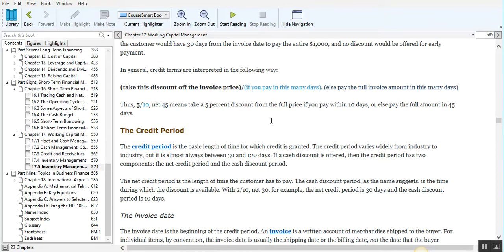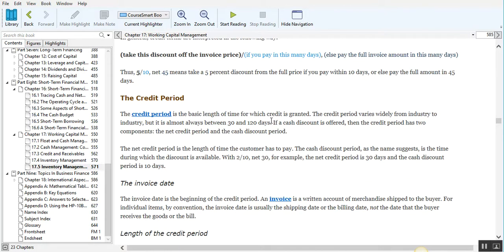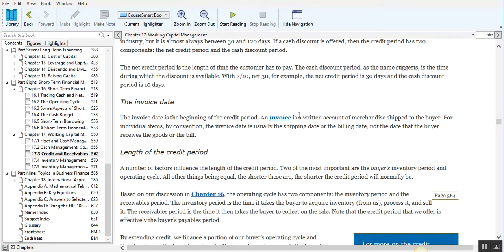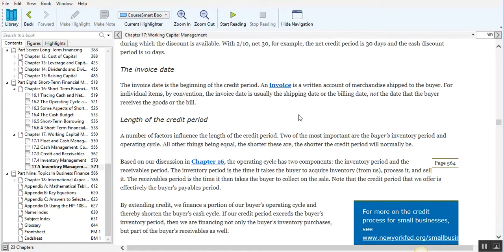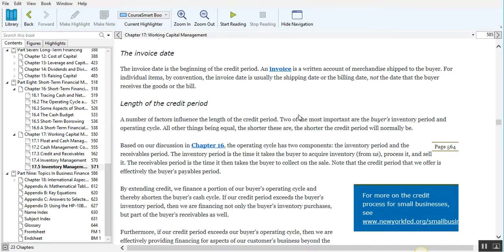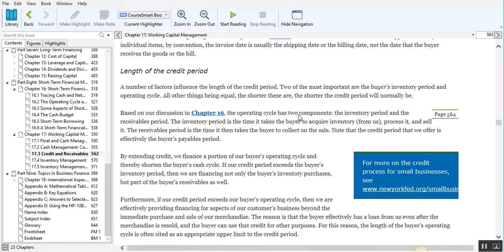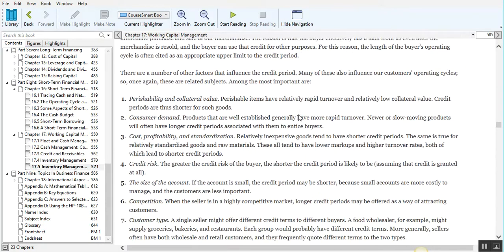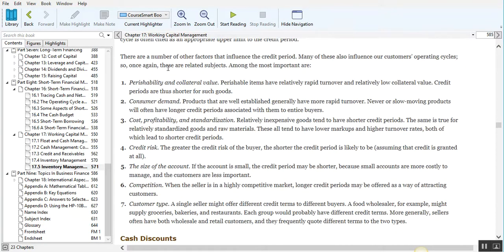And the question is, are we going to include a cash discount if they pay early or something of that nature? So when we're talking about an invoice date, that's the date where the credit period begins. That's the date when the invoice is issued. The customer officially has the merchandise, and we have a receivable from them. So the length of the credit period begins at that point. When we're dealing with this, we need to think about several things that influence the credit period.